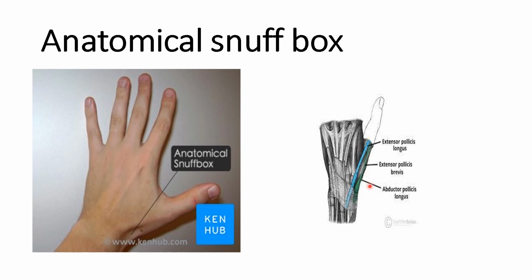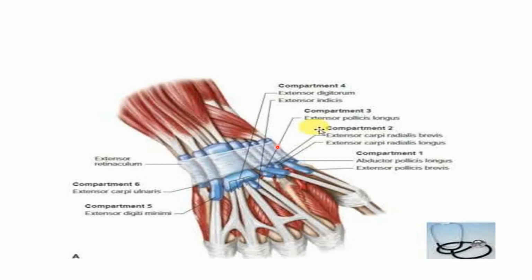bound the anterior part of the anatomical snuff box, and the tendon of extensor pollicis longus forms its posterior part. Okay, so this gap is the anatomical snuff box. It is present between the tendon of extensor pollicis longus and the tendons of extensor pollicis brevis and abductor pollicis longus. Later you study it in detail. At this stage only just remember that this gap present on the lateral side is known as the anatomical snuff box.